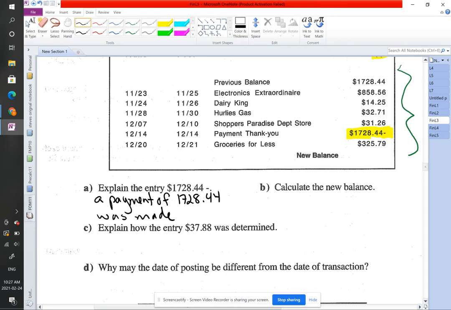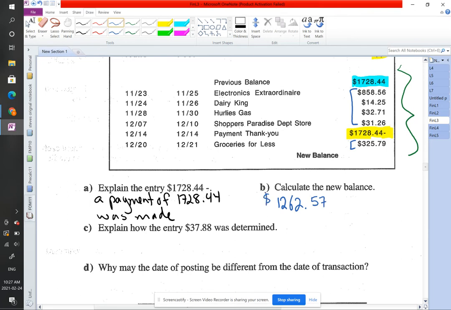Calculate the new balance. Well, you can see here that his previous balance he paid off with his payment, so we just have to add the rest of them. So what I'm going to do is add up all of these and all of these and the groceries, because that's what's remaining. So if we do that, we are going to get $1,262.57.